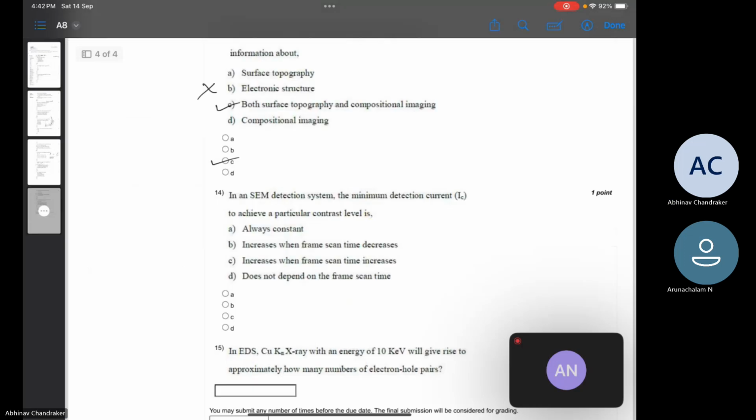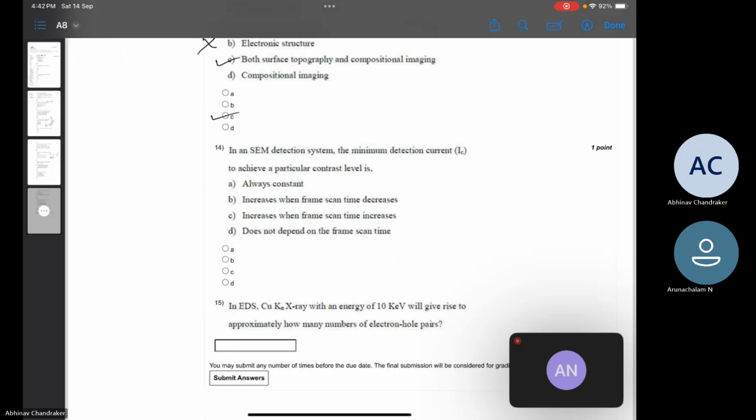So here we need to tell what will be the relationship between the detection current and the frame rate at which scanning is done for getting a particular contrast level. We have already discussed that the frame rate dictates how much signal the detector is able to get from a particular point or region on the specimen while scanning. If the frame rate is low, scanning is slow, more signals can be generated from a particular region, and therefore the amount of signal reaching the detector is higher. So the noise is comparatively lower, because the signal to noise ratio will increase as the amount of signal increases.